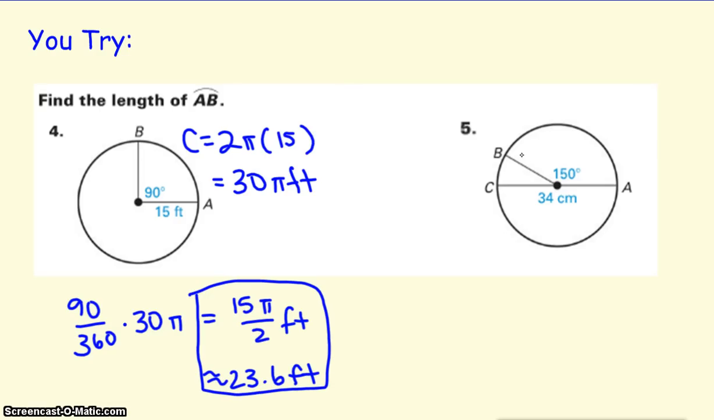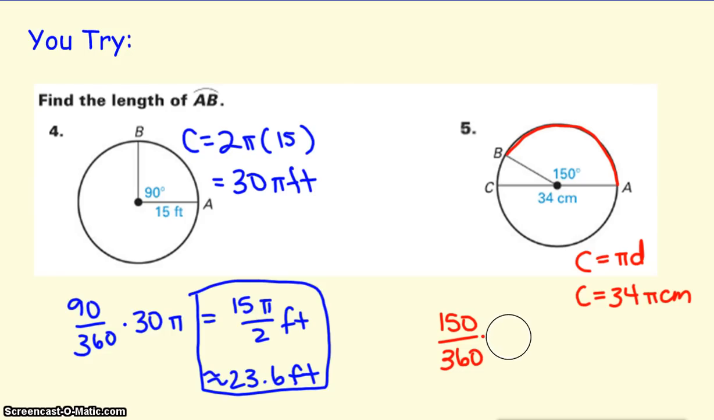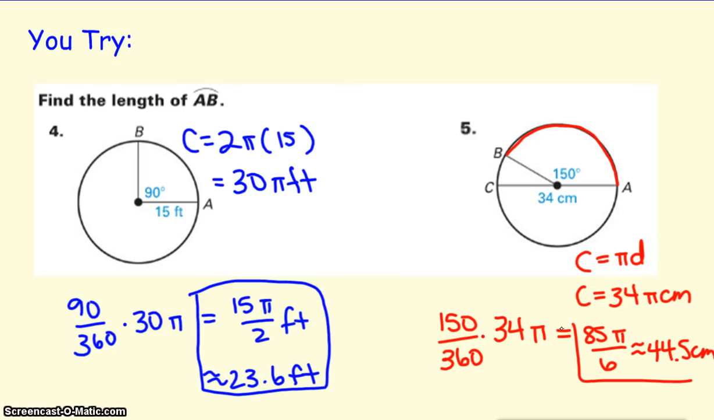Alright, so let's take a look at the next one. The next one, it says I want you to find the arc of AB. So I'm given a diameter of 34, so for circumference, I can use the formula pi times d. So circumference equals 34 pi centimeters. And I only want 150 out of the total 360. So you do 150 out of 360 times the 34 pi. And that will give me 85 pi over 6, which is approximately 44.5 centimeters. So that right there.